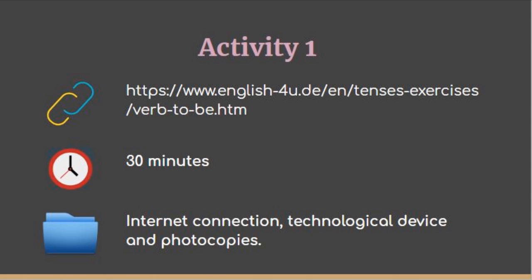We have a plan B. If in the classroom there is no internet connection or someone doesn't have a technological device, we will give them a photocopy with the same activity as on the website.